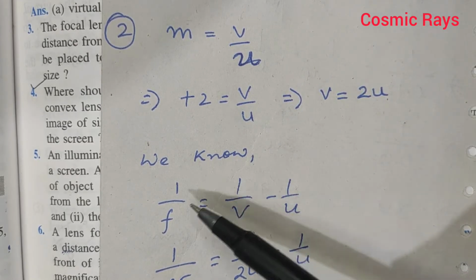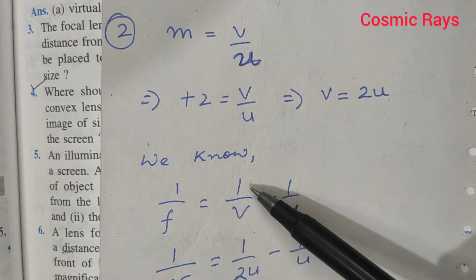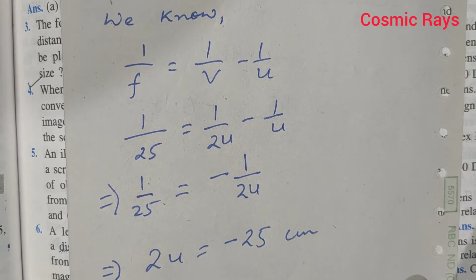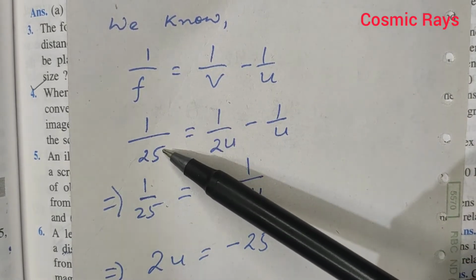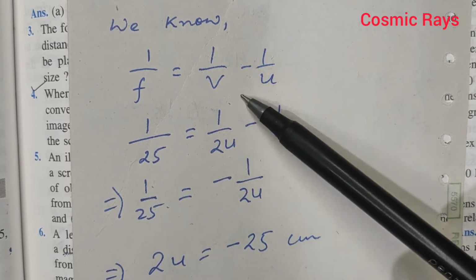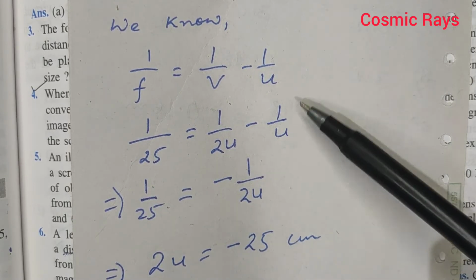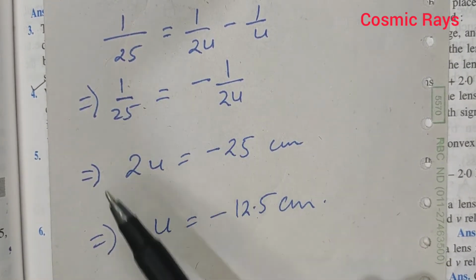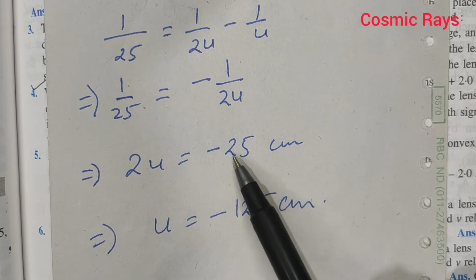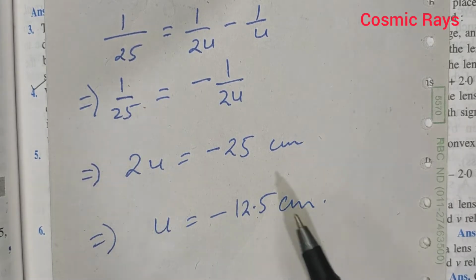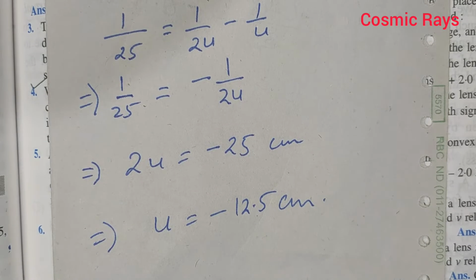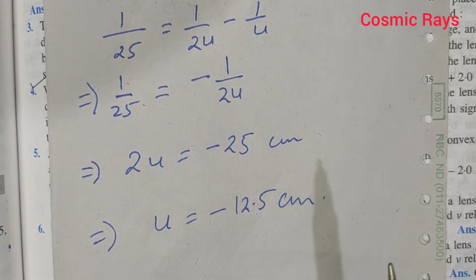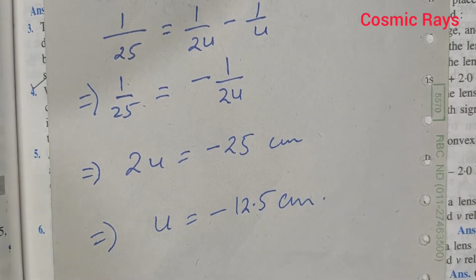So we know the lens formula, that is 1 by F is equal to 1 by V minus 1 by U. So we substitute the respective values. 1 by 25 is equal to 1 by V, which is 2U, so 1 by 2U minus 1 by U. So when you solve it, it comes out to be U is equal to minus 25 divided by 2, that is 12.5 centimeter. The minus sign tells us that the object would be placed in front of the lens.